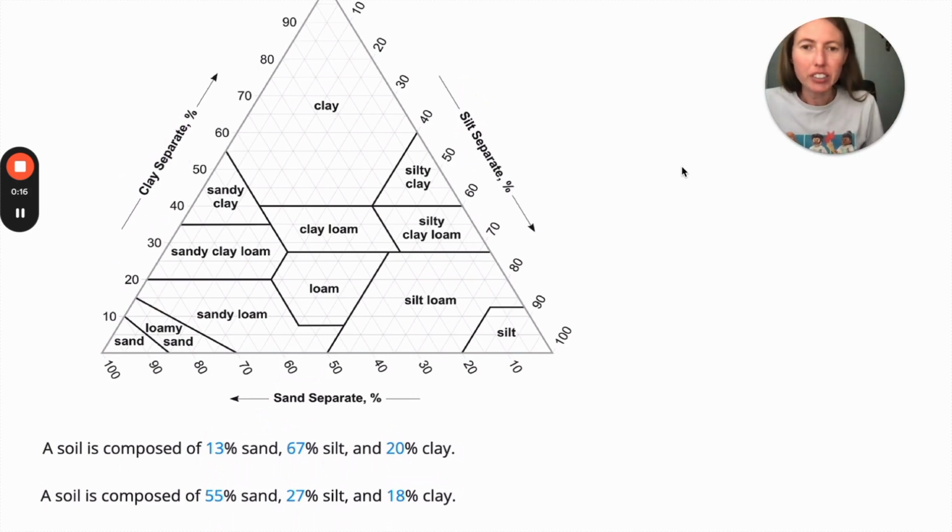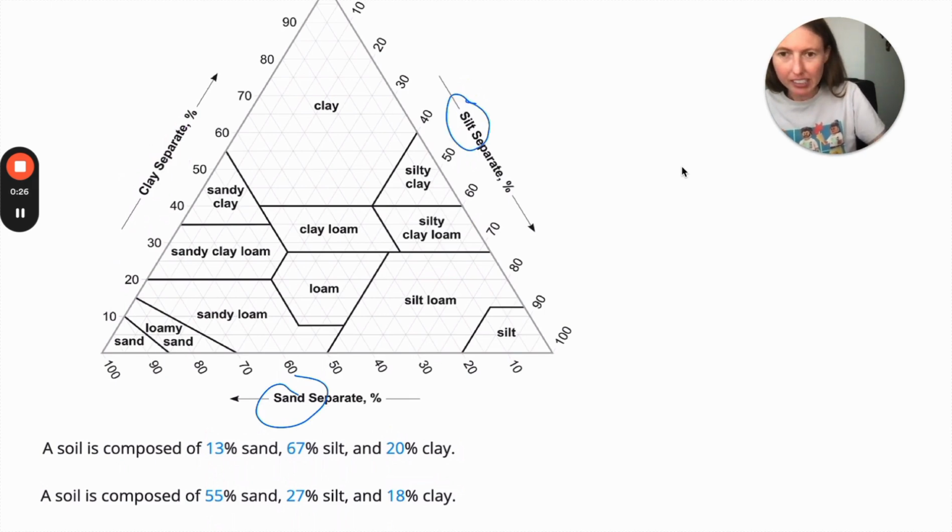For soil, the three particle sizes are sand, which is the largest size, and then silt, which is the medium size, and clay, which is the smallest size. So we're going to use this to classify the type of soil we have. And let's try it with a couple examples. So we have here a soil composed of 13% sand, 67% silt, and 20% clay.